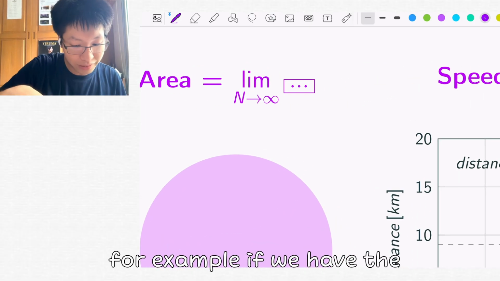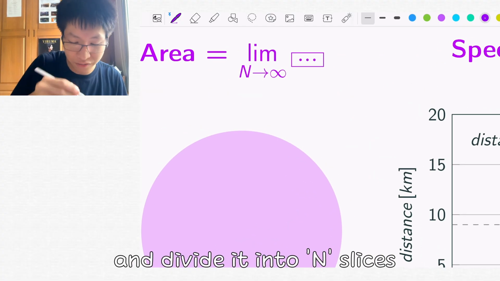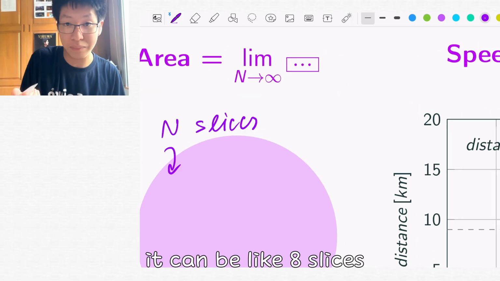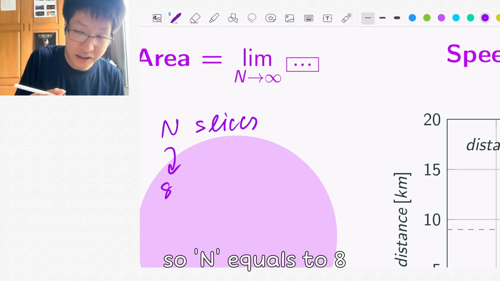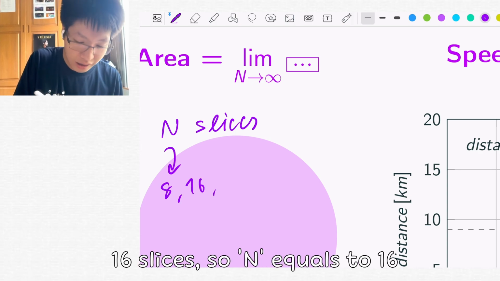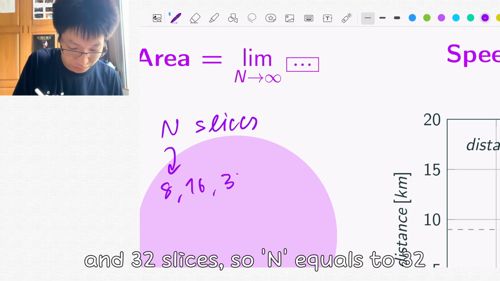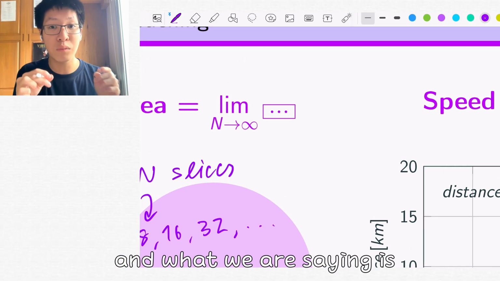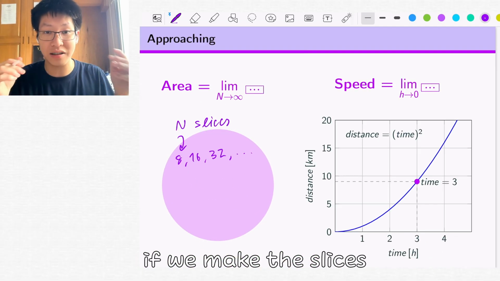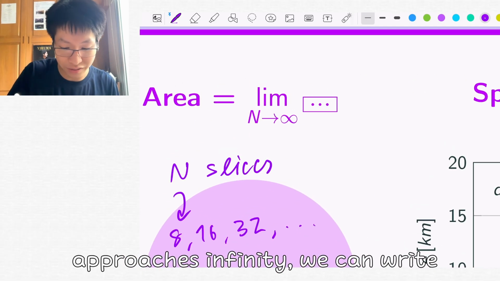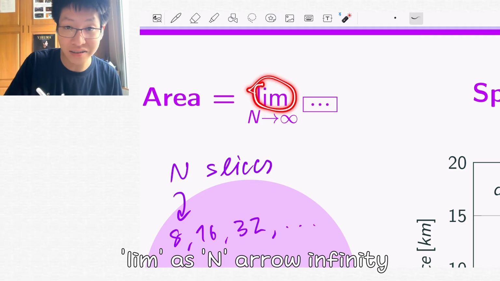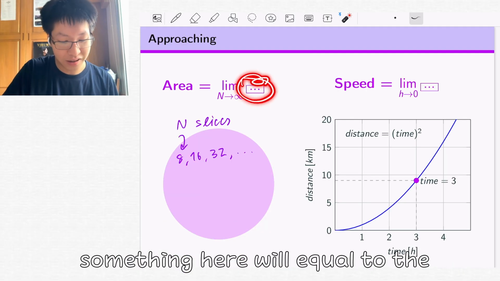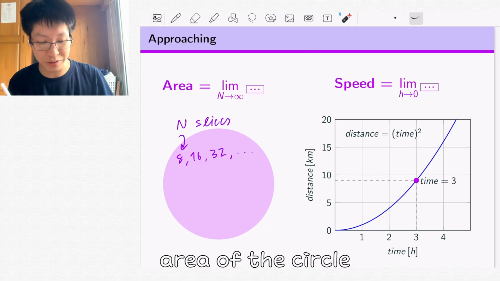So, for example, if we have the area of the circle and divide it into n slices, it can be 8 slices, so n equals 8, 16 slices, so n equals 16, and 32 slices, so n equals 32, and on and on. And what we are saying is if we make the slices approach infinity, we can write lim as n arrow infinity. Something here will equal the area of the circle.